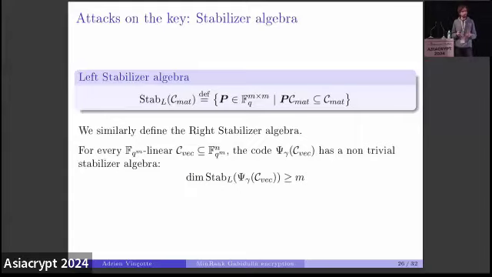If CMAT were a random code, then with very high probability the stabilizer would have dimension 1, because you should have only the identity matrix and the vector space it spans. And since the left stabilizer algebra is very easy to compute, you have a very efficient distinguisher. It allows us to construct an efficient distinguisher between these random codes and the masked Gabidulin codes.